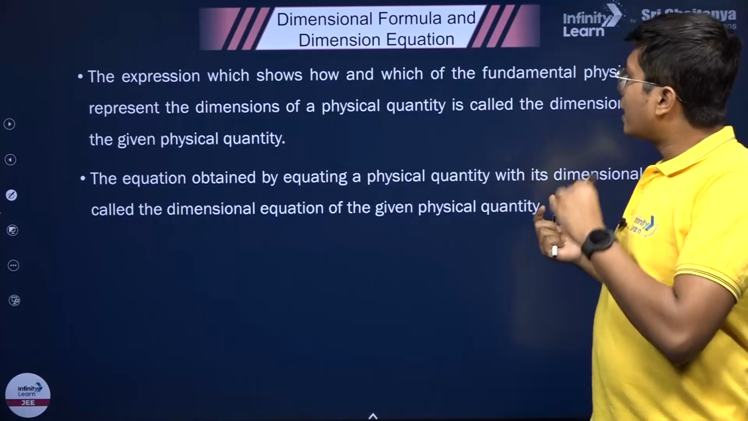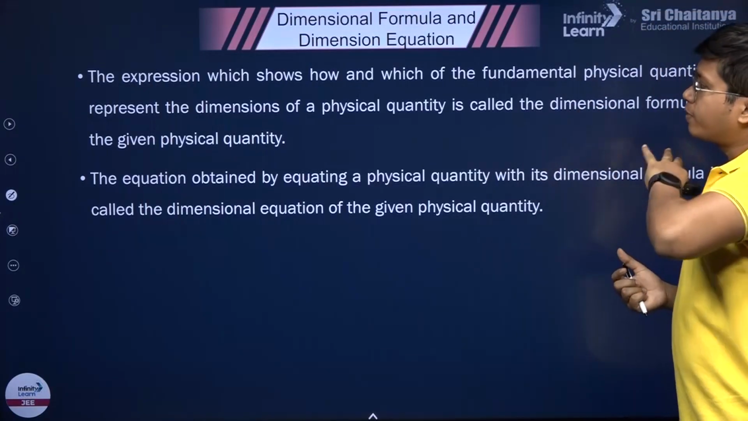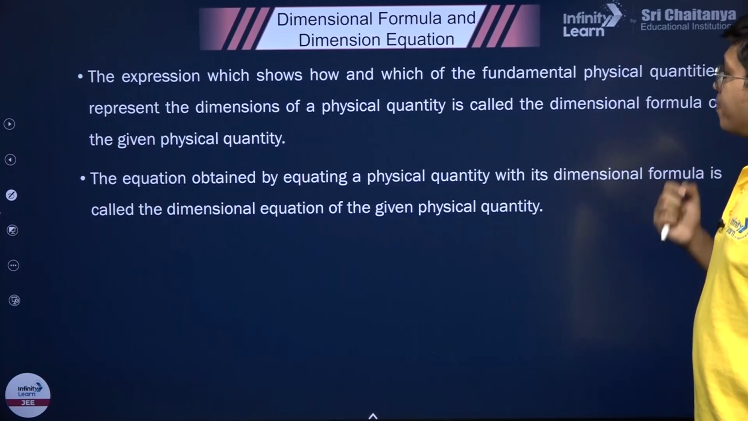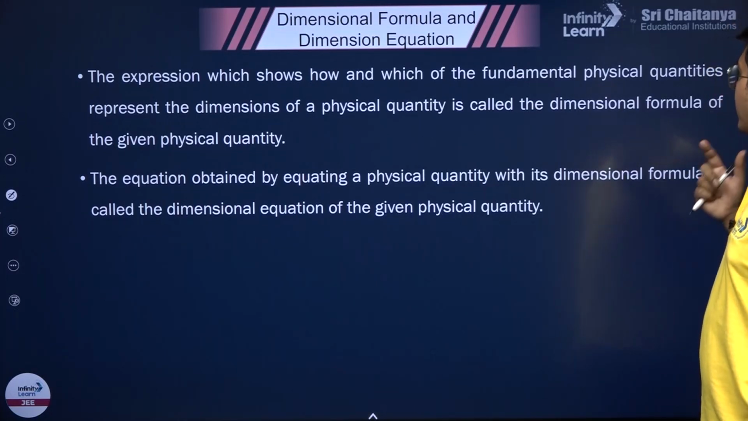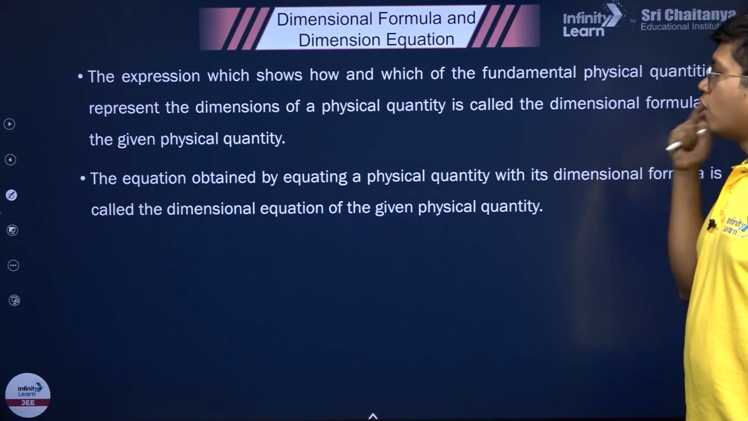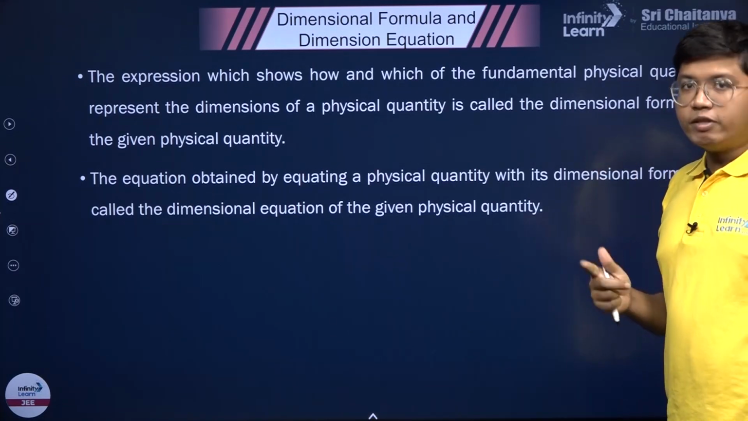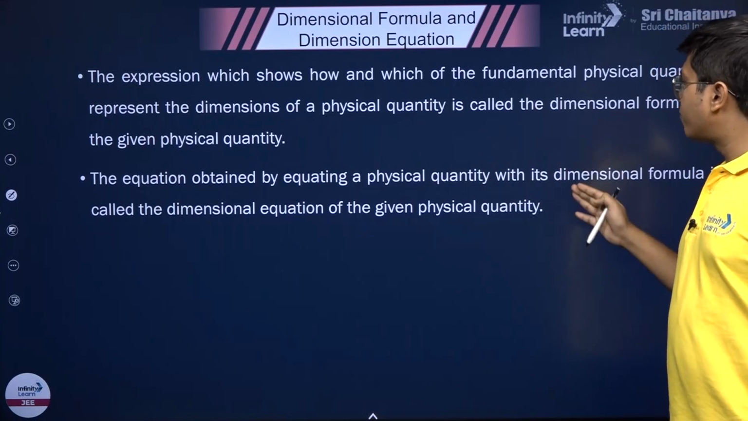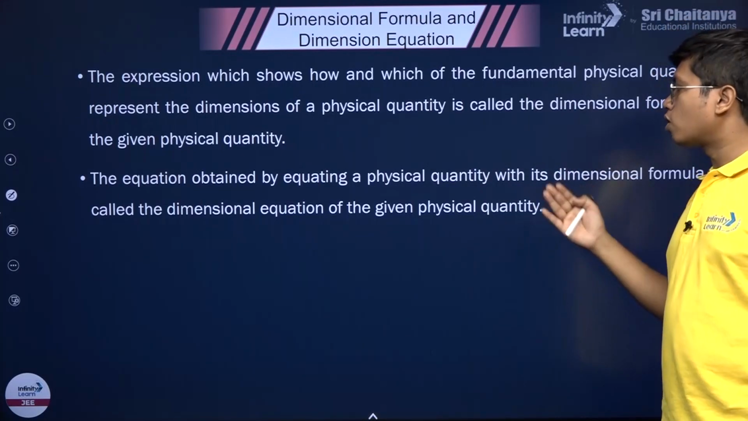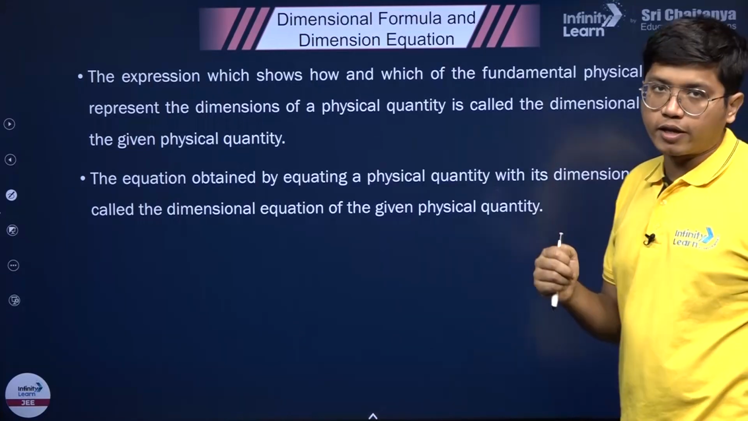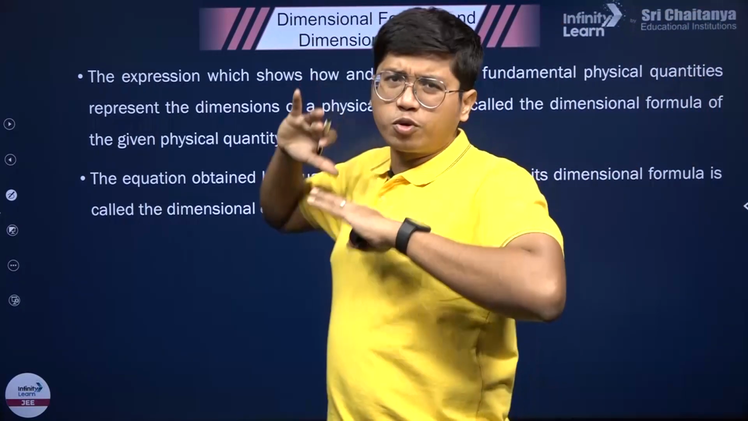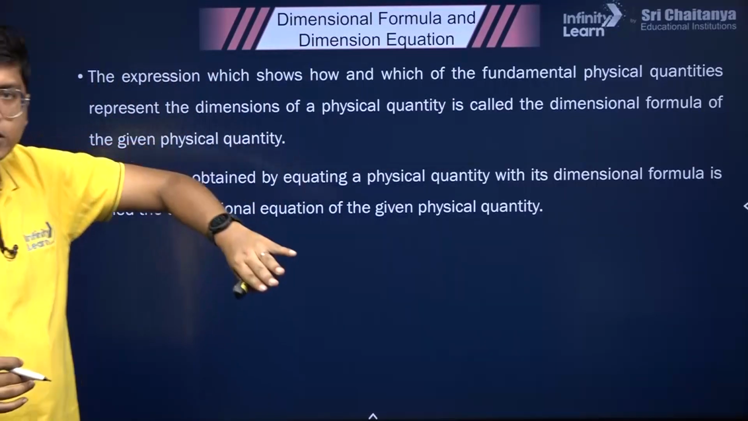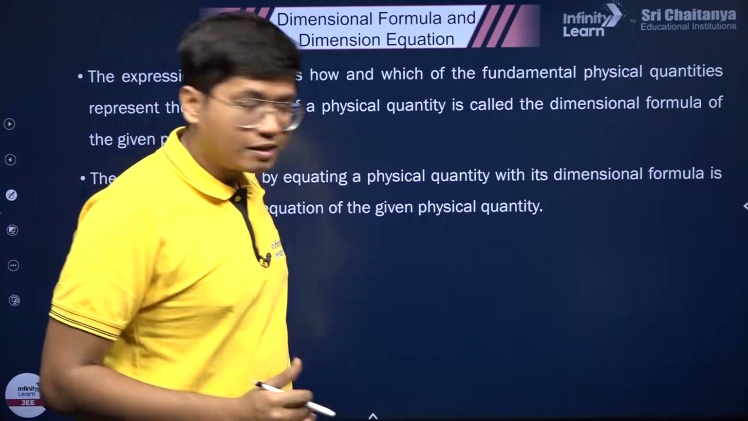So let's learn about that. The dimensional formula is the expression which shows how and which of the fundamental physical quantities represent the dimensions of a physical quantity. The equation obtained by equating a physical quantity with the dimensional formula is called the dimensional equation of the physical quantity. Right off the bat, if you're not introduced to this, it might not make sense, so we'll look at quite a few examples, and there you will understand this in detail.